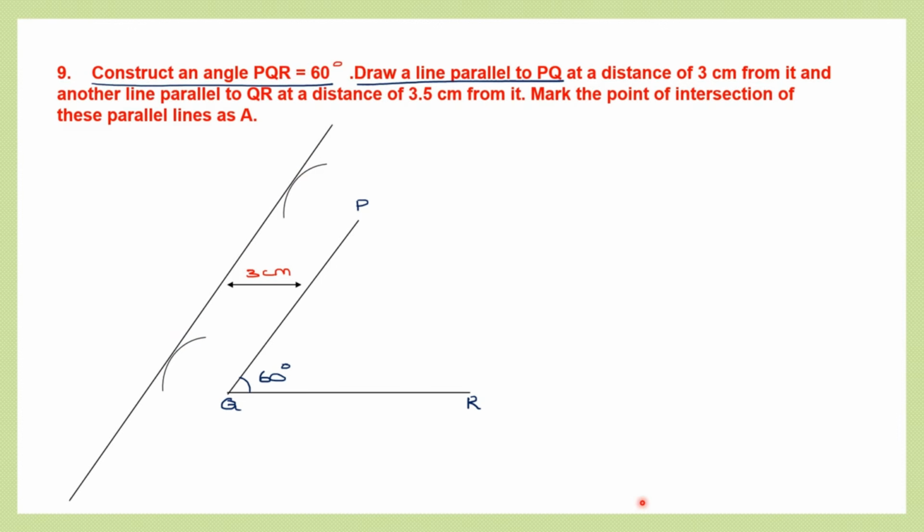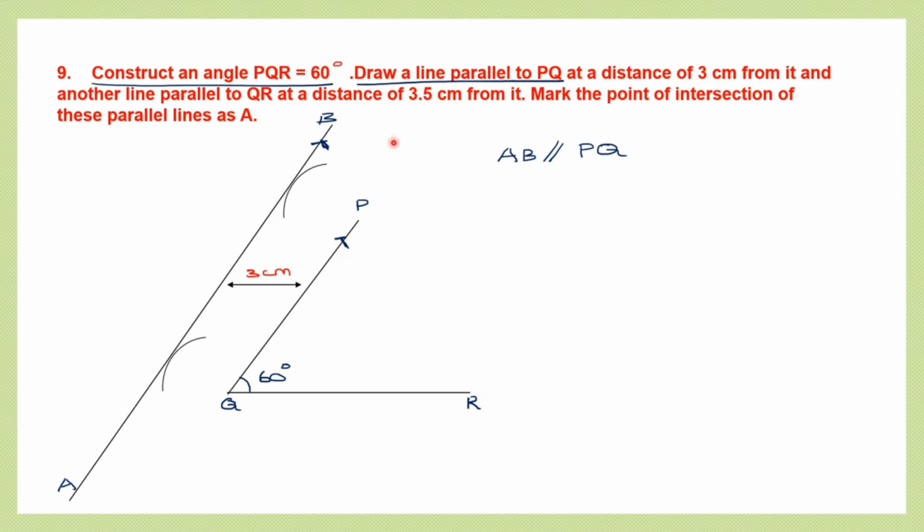Now this line, let's name it as AB. So I have AB, which is parallel to PQ. Okay, so let's mark that. AB is parallel to PQ. I can write it here. AB is parallel to PQ. So we've finished drawing that, and that is 3 centimeters, as you can see.